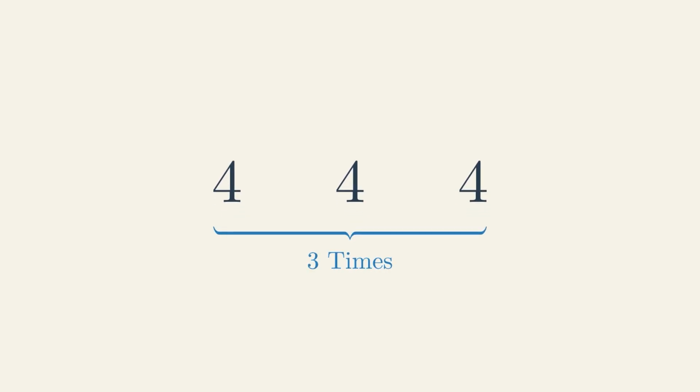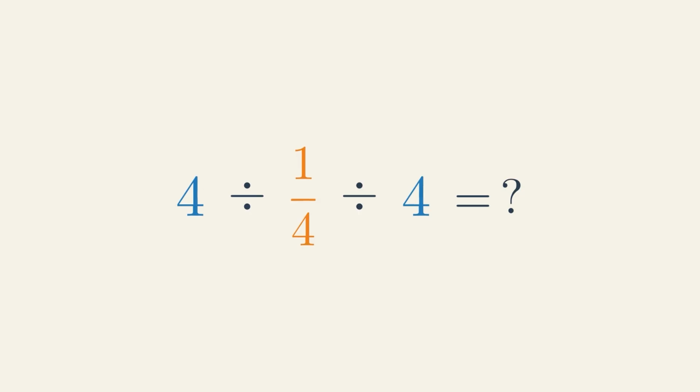Here is a problem that looks incredibly simple because every number is exactly the same. We have the number 4 appearing 3 times in a row. The equation is 4 divided by the fraction 1/4 divided by 4 again. It looks like everything should just balance out nicely, right?